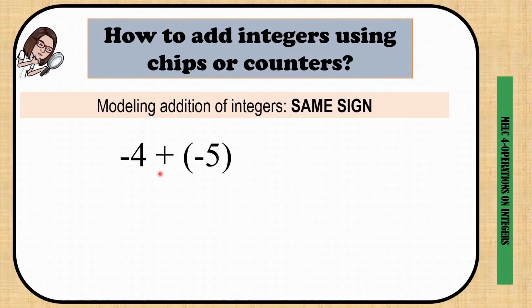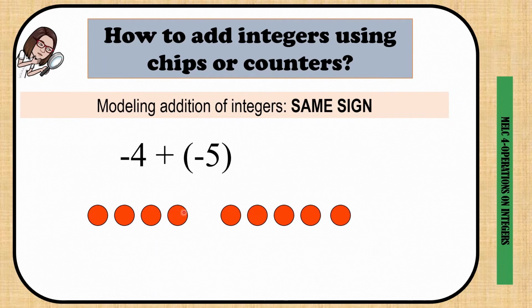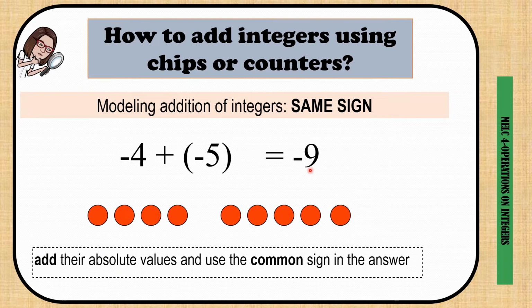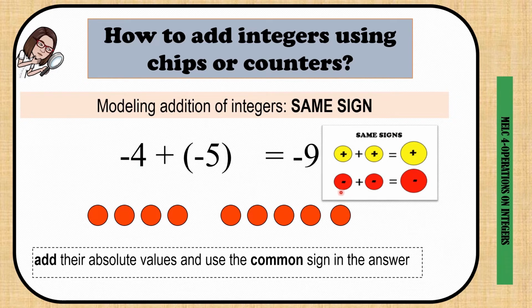Negative 4 plus negative 5. By representation again, we have here 4 red chips plus 5 red chips. So we have all in all 9 red chips, which is a negative. In the representation of integers, that is negative 9. We are just adding the given integers and copying the sign that they have. So if they are both positive, the answer is positive. If they are both negative, the answer is a negative number. I hope it is clear to you. Okay, very good.